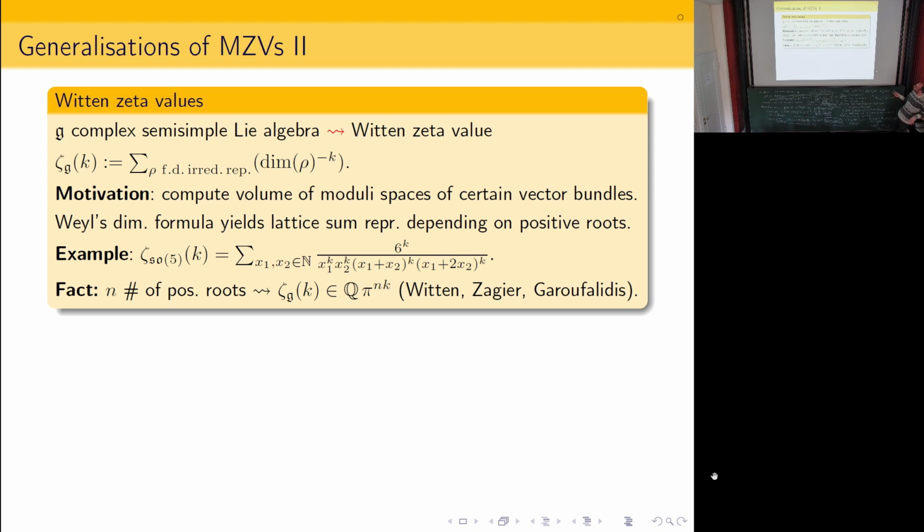I don't know if Witten actually proved this, so it was just a conjecture in his paper, and then there is a proof by Zagier and one by Garoufalidis. And the statement is that if n is the number of positive roots, then this is just a rational multiple of the power of pi.